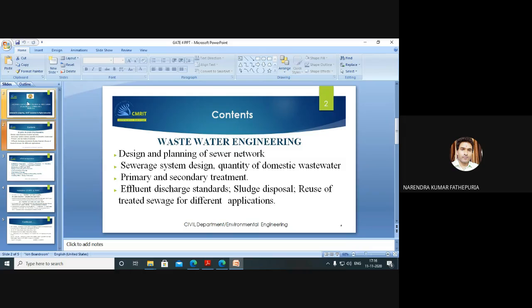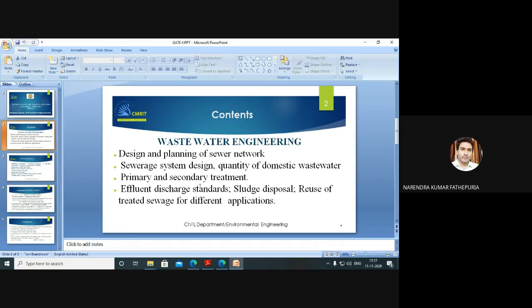So what we are going to cover here in this part of wastewater engineering is the design and planning of the sewer network, what the various hydraulic design parameters are, what the various iterations are, and what formulas are required for design purposes. What design parameters you have to take for the designing and planning part, how to do the design, and how to move from the planning phase to the actual construction phase for the sewer network.